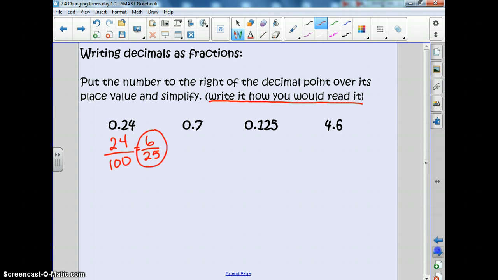The next one, how would I read the next one, Will? 7/10. Good. Can I reduce 7/10? Nope, so it's good right there. The next one, how would I read this one, Jordan?